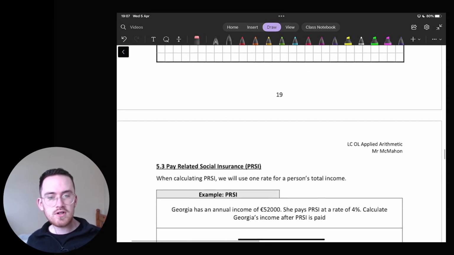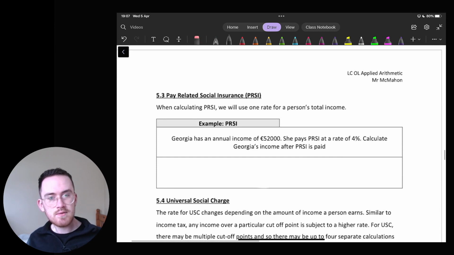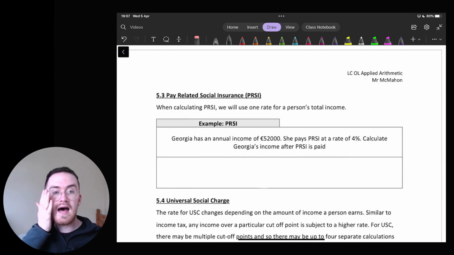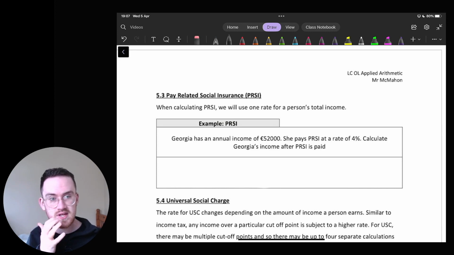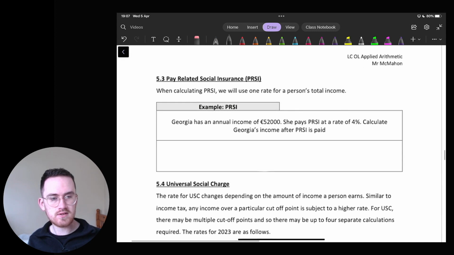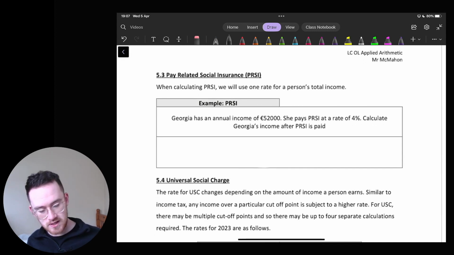Okay, keep going, we're going to look at some of the other deductions. So PRSI, pay-related social insurance. Again, it's another kind of type of tax really, and it's charged on your income, and generally for most of the questions it'll just be the same rate for all their income. So looking at Georgia here, Georgia has an annual income of 52,000. She pays PRSI at a rate of 4%. Calculate her income after PRSI.